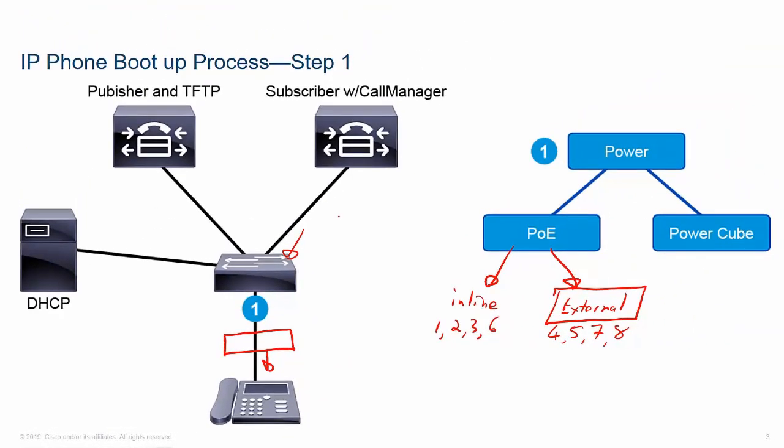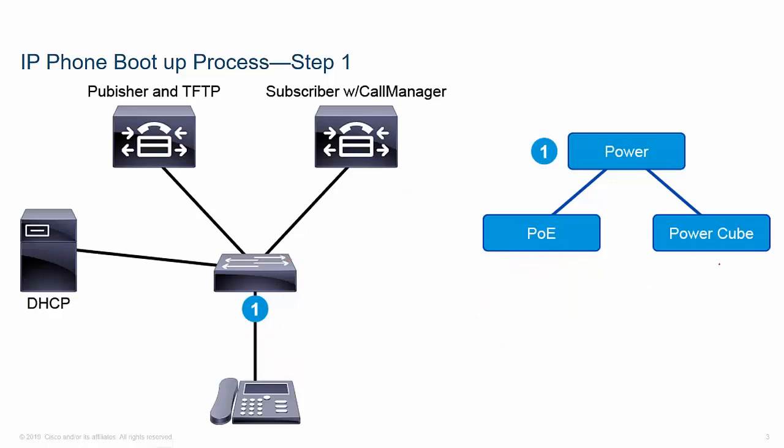The other option for the power delivery, if we walk away from PoE entirely, is to use a power cube. And this really is a case of plugging in the AC adapter into the back of the phone and plugging it into a wall socket. And that way it gets power directly from the power supply. So this is the very first phase.